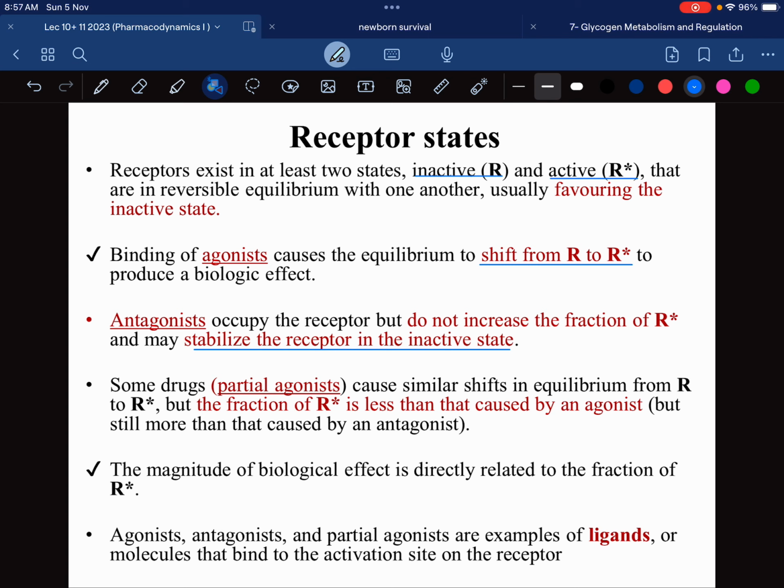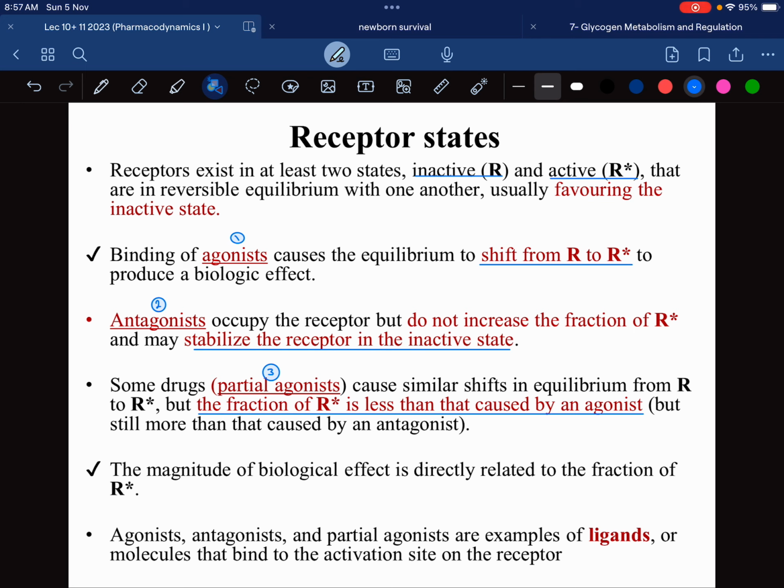Sometimes they call it partial agonist. There are three types: agonist, antagonist, and partial agonist. Agonist transfers from R to R star. Antagonist from R star to R. But what about the partial agonist, with a similar shift in equilibrium from R to R star? It will activate the receptor, but the fraction of R star is less than that caused by the agonist. There will be a transfer from the R to the R star, from the inactive to the active form.